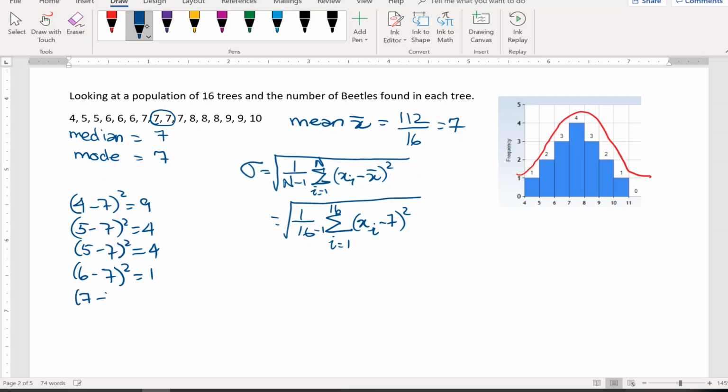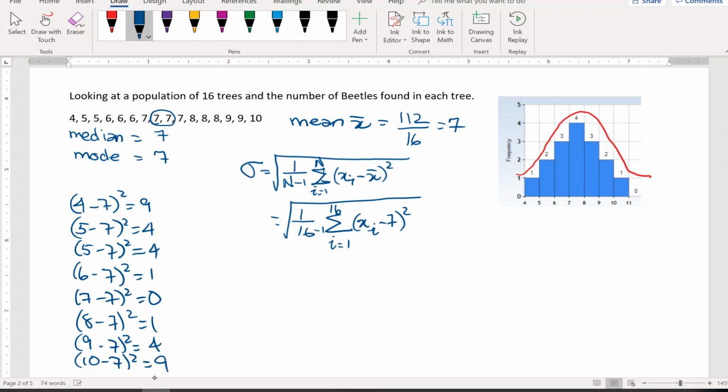And then we have 7 minus 7 squared, which is 0. Our next value is 8. 8 minus 7 squared is 1. 9 minus 7 squared is 4. And 10 minus 7 squared is 9.